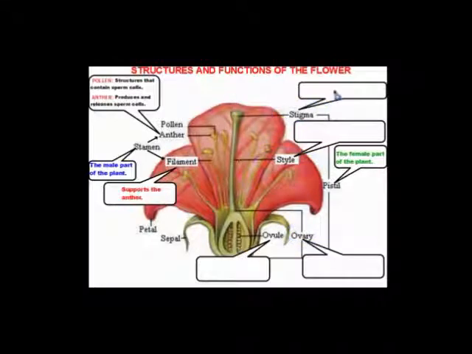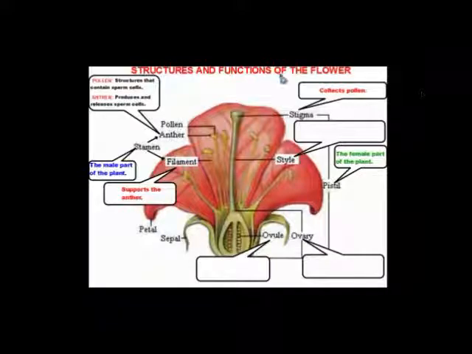The main job of the stigma is to collect the pollen. So when the pollen is brushed up against it by a pollinator, or through the wind, the pollen grains are going to stick on the stigma, and then the pollen grains will release the sperm cells on the stigma there. And we'll take a closer look on how that happens later.